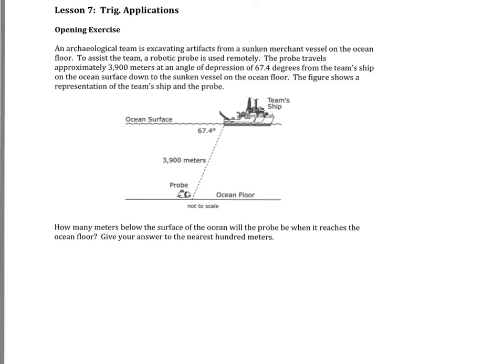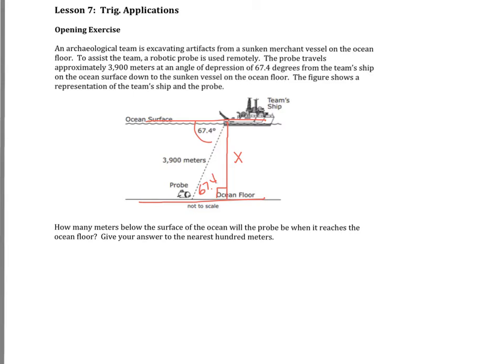So what we're going to do is drop a perpendicular from the ship down to the ocean floor. This is going to create a right triangle. And we're looking for this value right here, x. And we have two parallel lines, one at the ship on the ocean surface and one down on the ocean floor. So this angle of depression is equal to the angle of elevation. So that goes inside here.